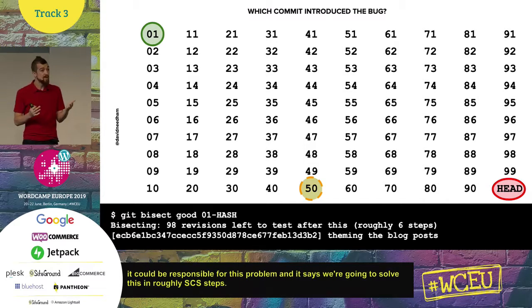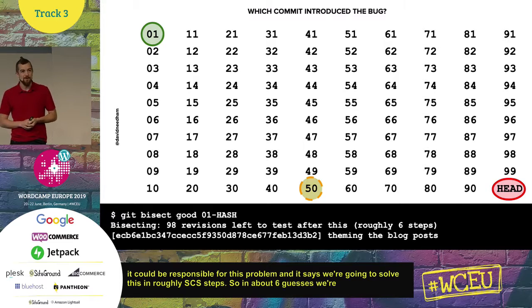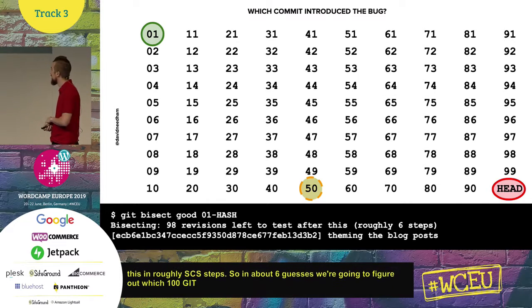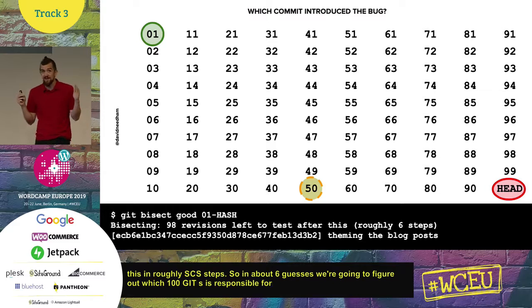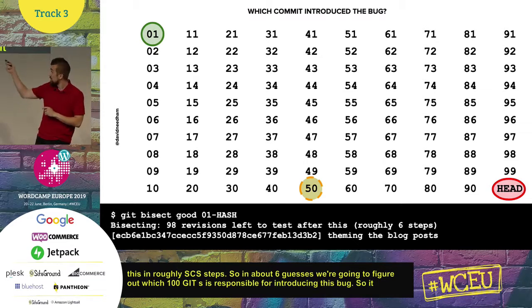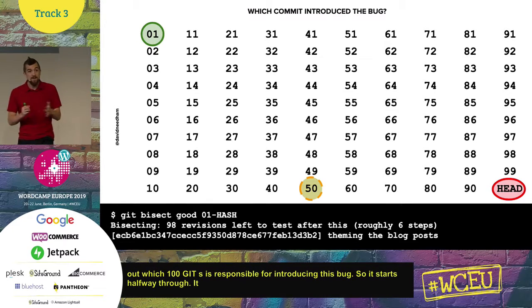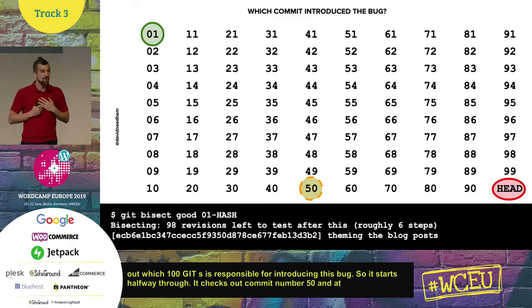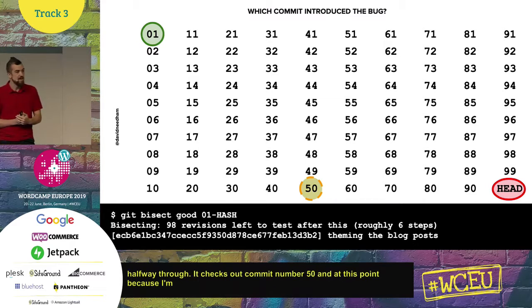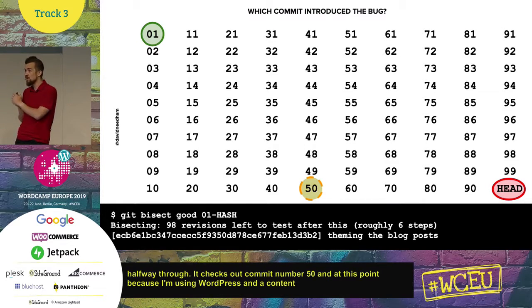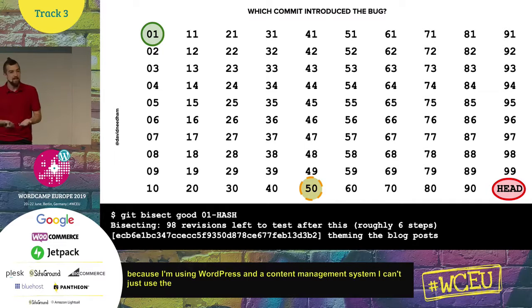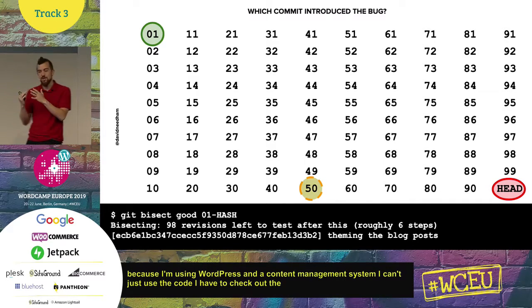So in about 6 guesses, we're going to figure out which of these 100 commits is responsible for introducing this bug. All right, so it starts halfway through. It checks out commit number 50. And at this point, because I'm using WordPress, a content management system, I can't just use the code. I also have to check out a backup of the database. I put the backup in there, and I kind of check to make sure.